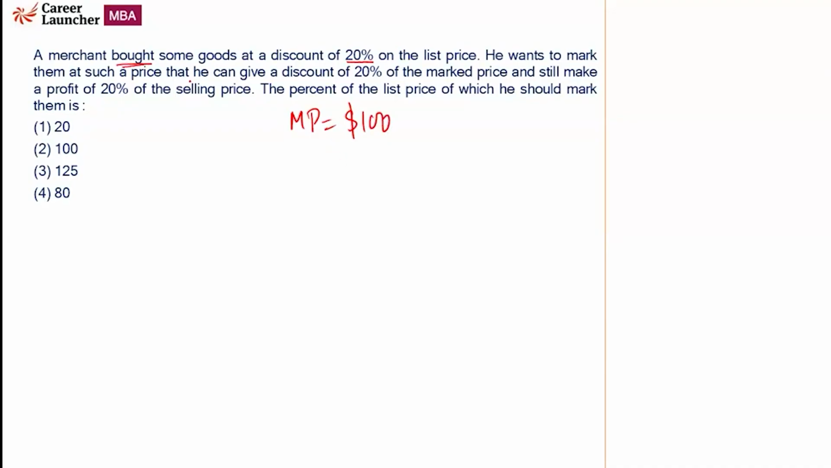20%. So when the merchant buys, he gets 20% discount. So what is the cost price that he is going to put there? $80. He wants to mark them up at such a price that he can give a discount of 20% on the mark price, still make a profit of 20% on selling price. So on selling price, you make 20% profit.